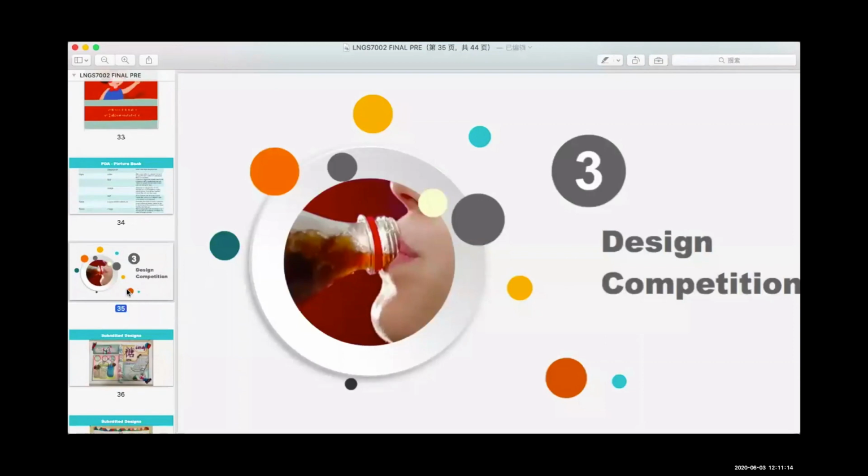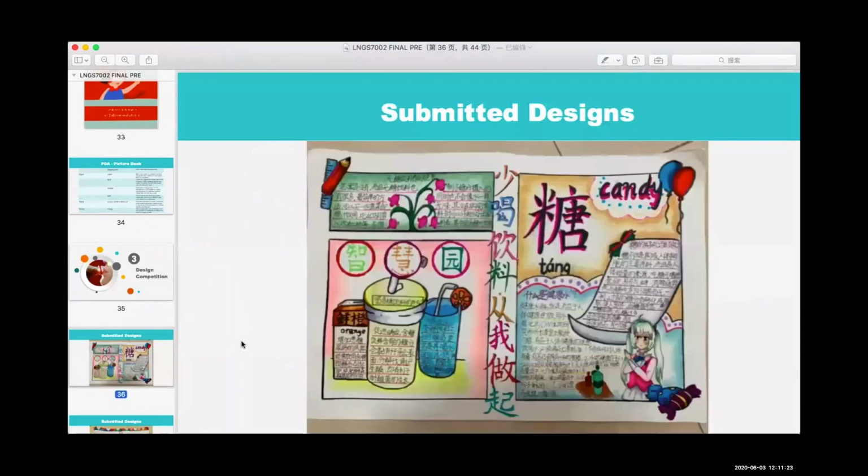And next is the design competition that the students make. Here are some of the model designs drawn by students on their own. Due to time and space limit, we'll choose 6 of them to show you.